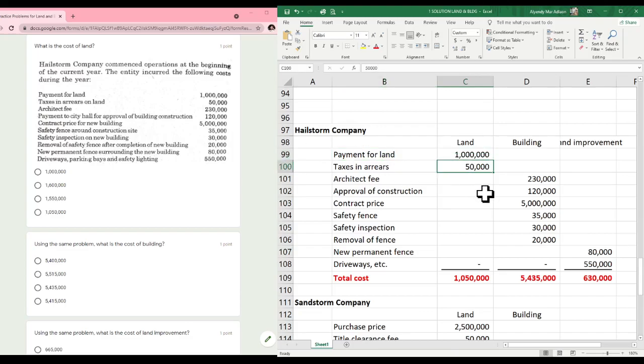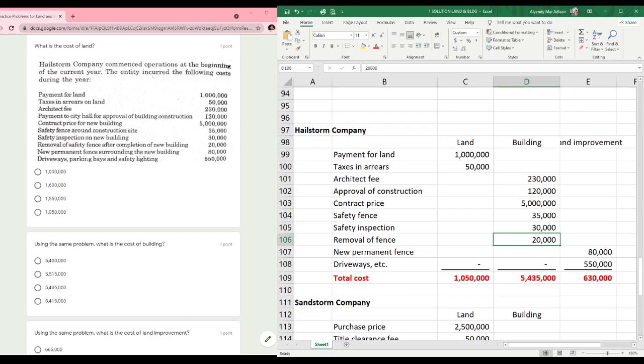Then we have architect fee under the building. Payment to City Hall for approval of building construction under the building. Contract price, of course, under the building. Safety fence around construction site, that is for the building. Safety inspection on new building, that is for the building. Removal of safety fence after completion of new building. So take note, both the construction and the removal of the safety fence is to be accounted for as cost of the building because it is necessary for the construction of the building.